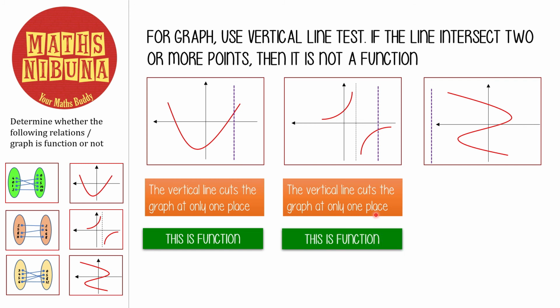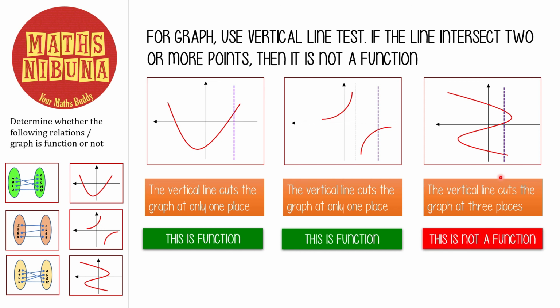When you look at graph number 3, you see here the vertical line cuts the graph at 1 point, 2 points, and 3 points. When the vertical line cuts the graph at more than one point, then this can be declared as not a function.